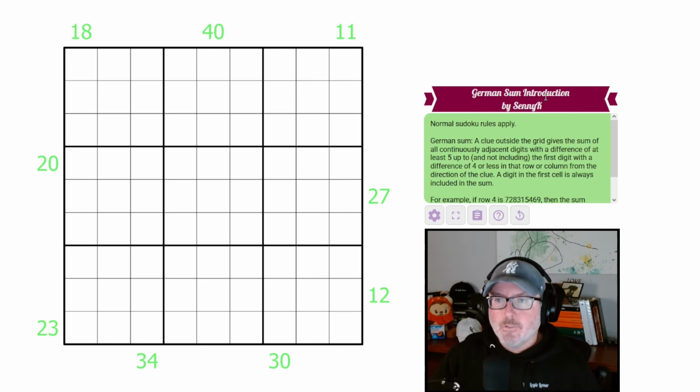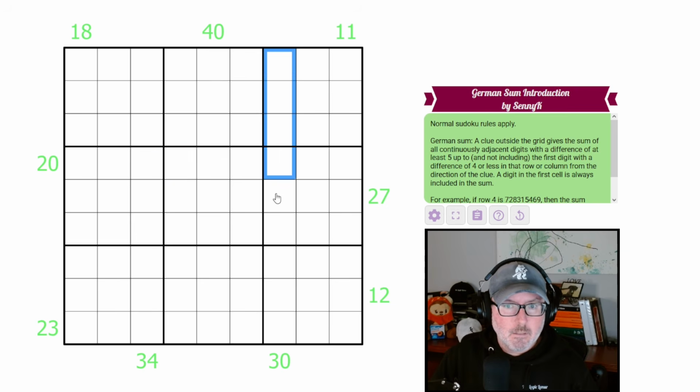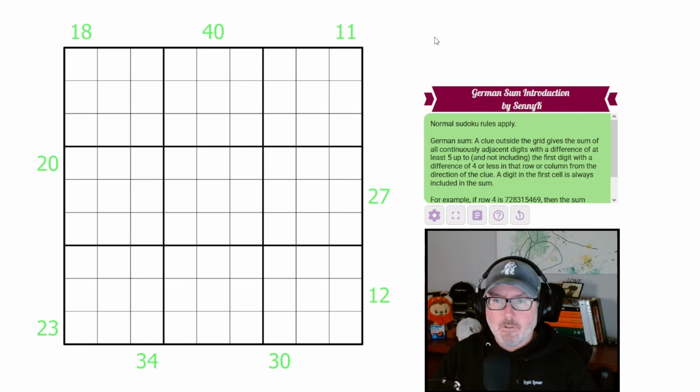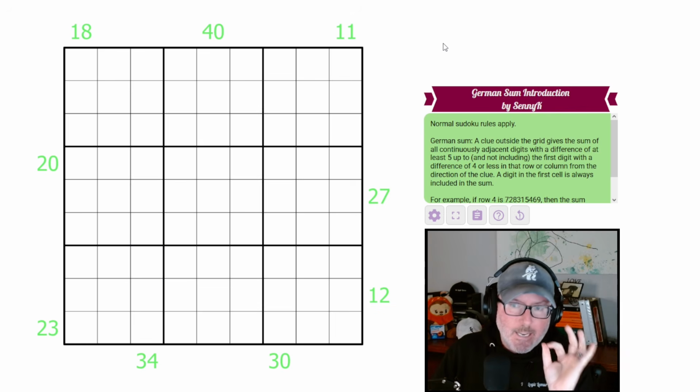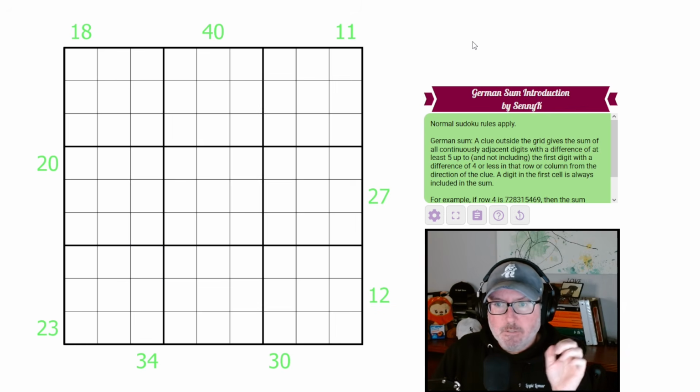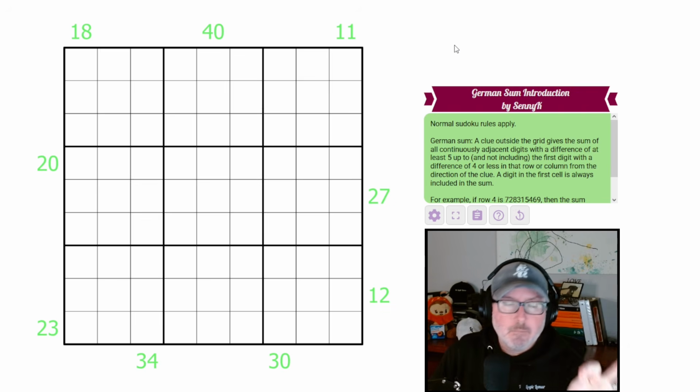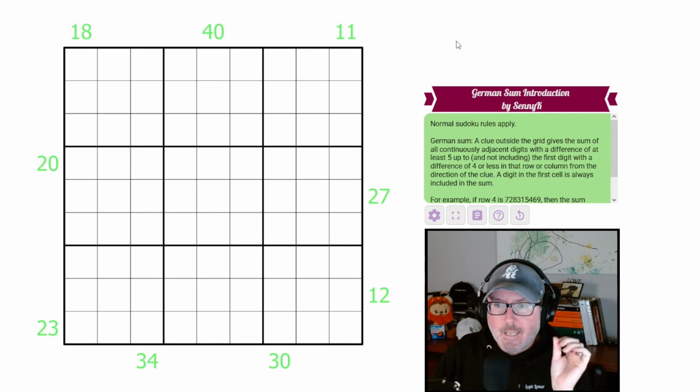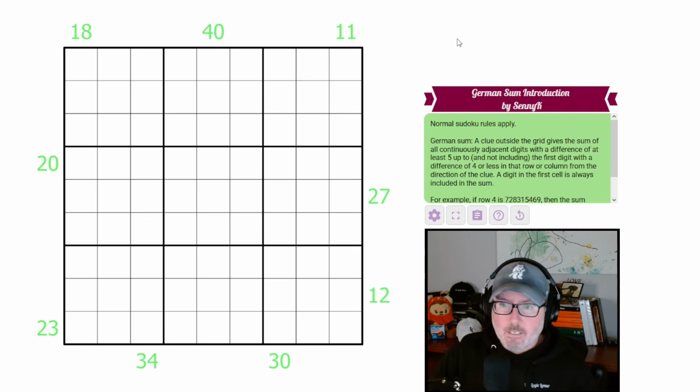So German Sum Introduction, SennyK, normal Sudoku rules. Every row, column, and 3x3 box will contain the digits 1 through 9 once each. Now the German sum: a clue outside the grid gives the sum of all continuously adjacent digits with a difference of at least 5, up to but not including the first digit with a difference of 4 or less, in that row or column from the direction of the clue. A digit in the first cell is always included in the sum.